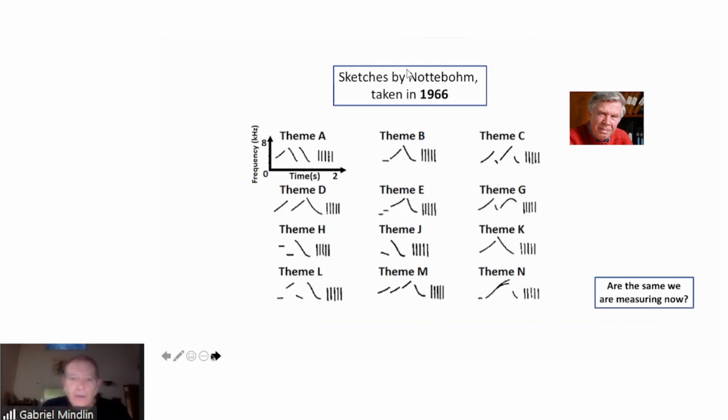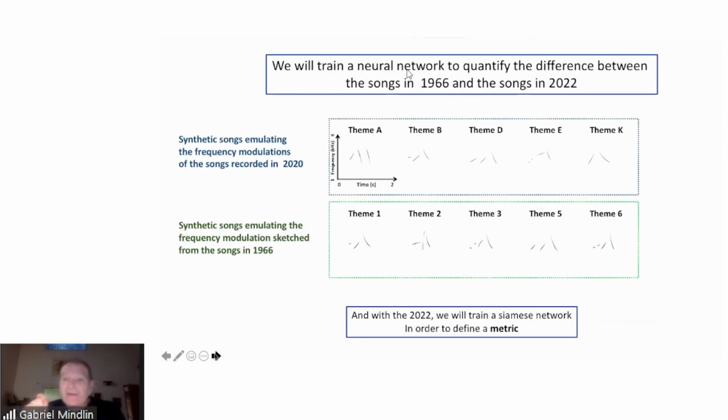In order to do so, what we did is we generated synthetic sounds that had frequency modulations that were compatible with the handwritten notes taken by Fernando Nottebohm in the 60s. So we generated all these synthetic sounds that were following the frequency modulations that he described. And we generated similar synthetic sounds that are compatible with the present ones. So now we have a bunch of synthetic sounds, all of them synthetic, all of them free of noise, some of them following the frequency modulations of the present songs, and some of them following the prescriptions described by Nottebohm.